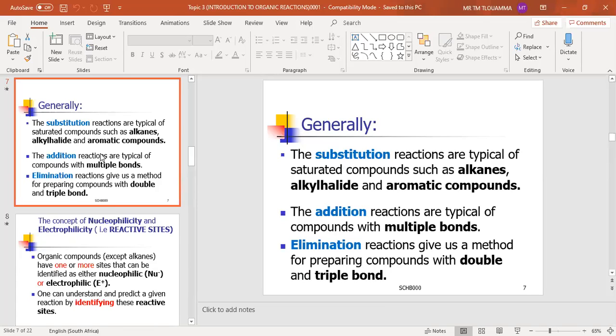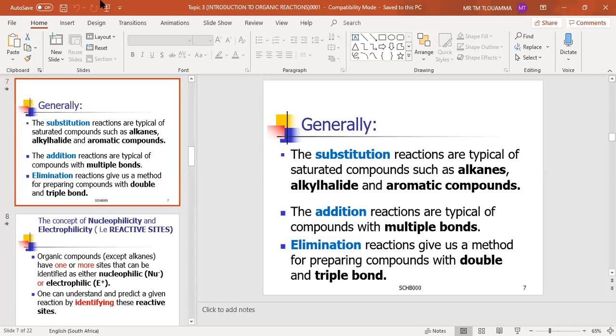And then with the addition we already talked about it. They're typical for the double or the triple bonds, right? And then also the elimination, since it's the opposite of the addition, it gives us the method for preparing the compounds with the double and the triple bonds. Okay, so meaning if we can check the two, they are opposite to each other, the addition and the elimination. And then the rearrangement, you all know that is just the rearranging of certain atoms or compounds.